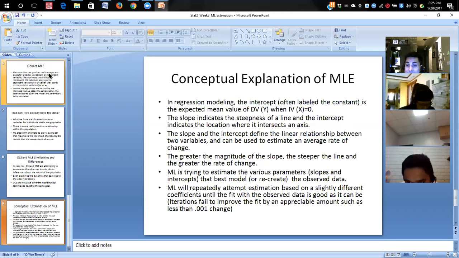So remember that the intercept, which is labeled as constant by SPSS, which is weird. SPSS should just call it intercept. I don't understand why they changed it. But in regression modeling, the intercept, which is labeled by SPSS as constant, is the expected mean value of the dependent variable, or your y, when the independent variable is 0. So I will explain this to you again later on, but hold on to this very important concept of MLE.